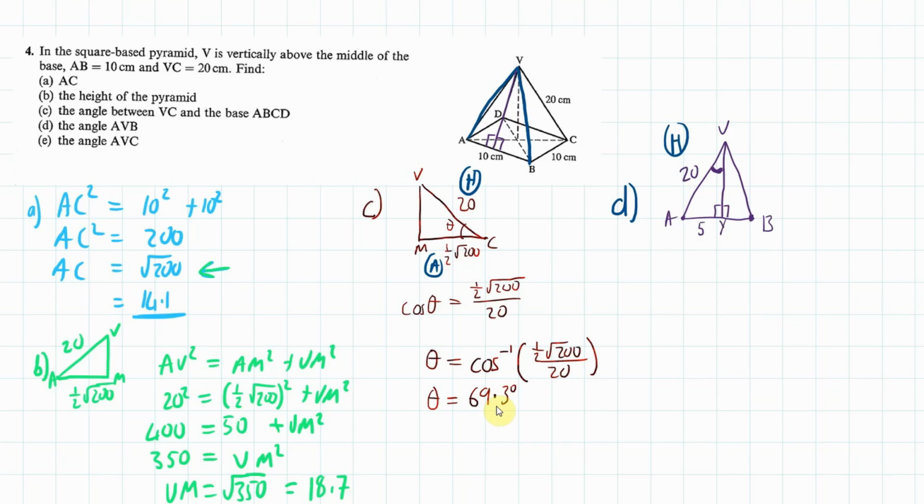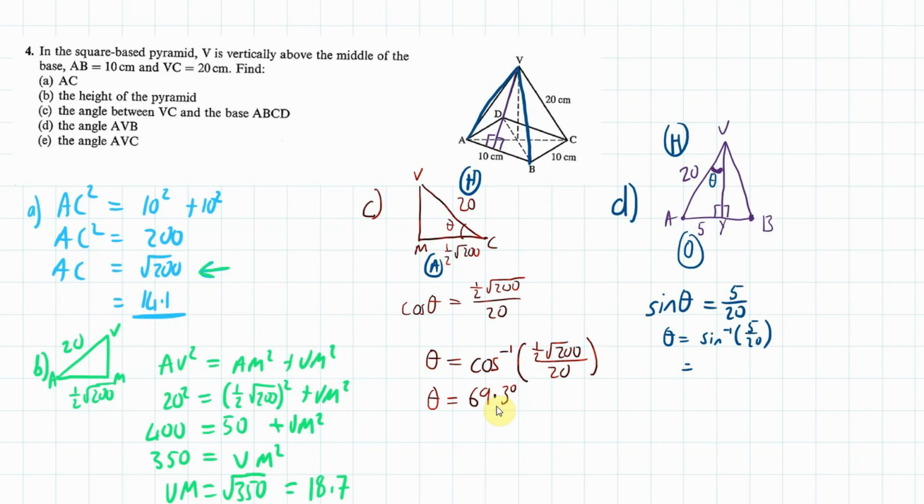And this number here, 5, is our opposite, because this is theta, right? So opposite and hypotenuse is sine, so I'm going to go sine theta is equal to the opposite, which is 5, over the hypotenuse, which is 20. And so theta is going to be equal to the inverse sine of 5 over 20, which happens to be 1/4, but I'll just leave it like that.